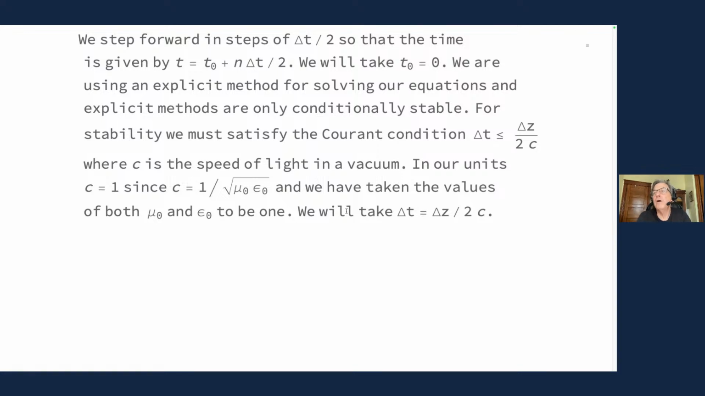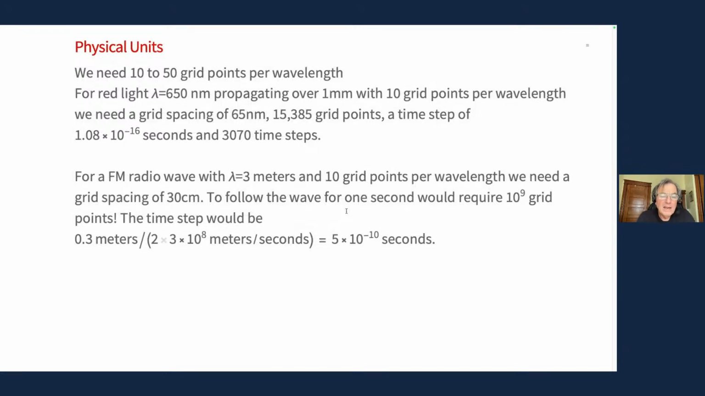In the units I'm working in, c is 1, because I've taken both mu naught and epsilon naught to be 1 in a vacuum. Okay. So delta t will be delta z over 2. And in any of these calculations, you have to think about what your physical units are.